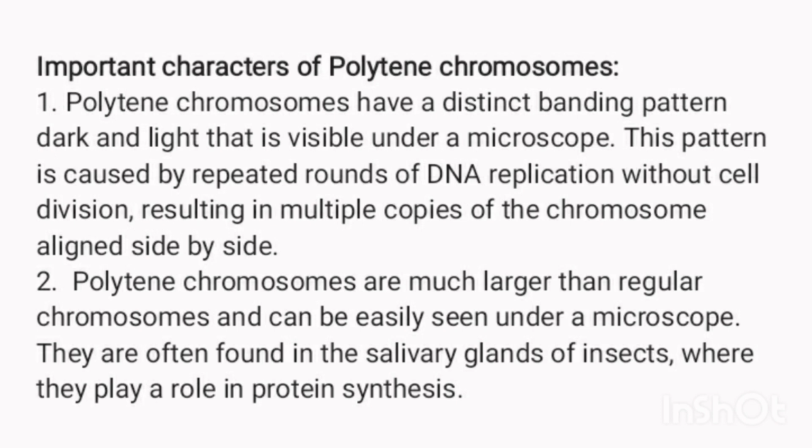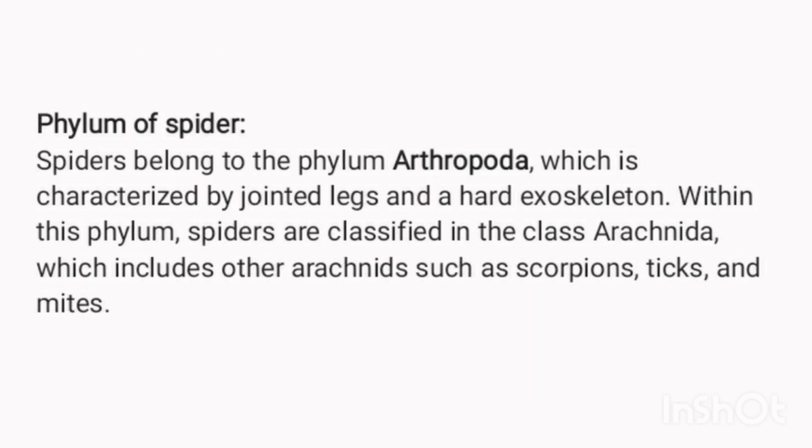2. Polytene chromosomes are much larger than regular chromosomes and can be easily seen under a microscope. They are often found in the salivary glands of insects, where they play a role in protein synthesis.